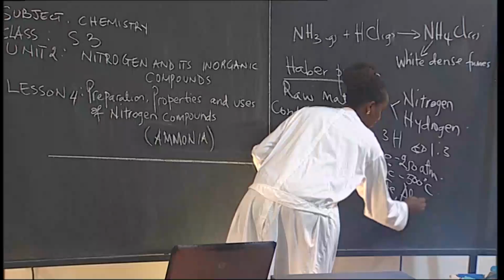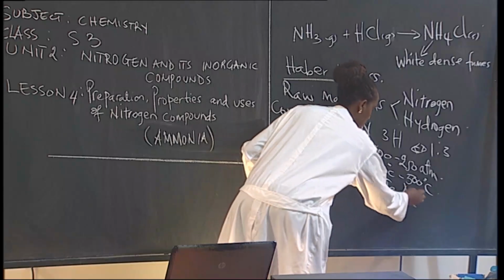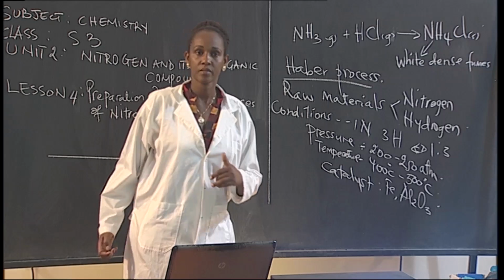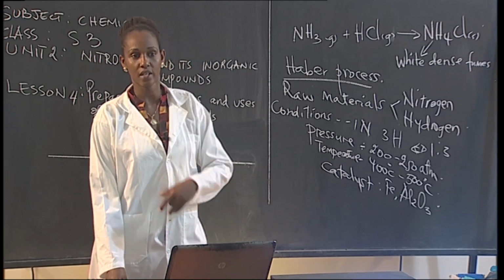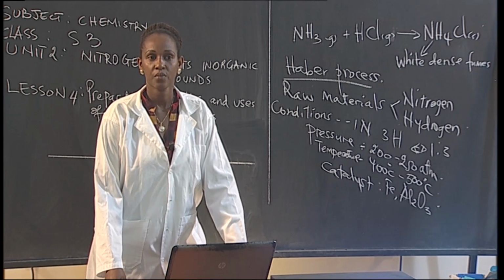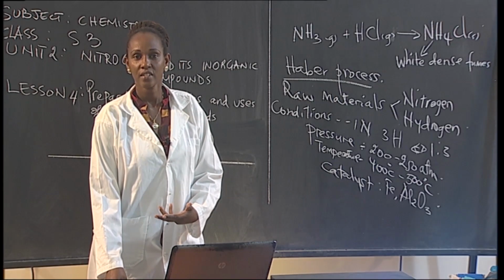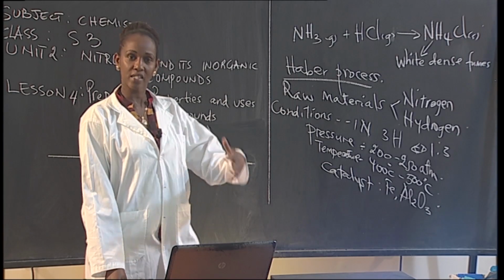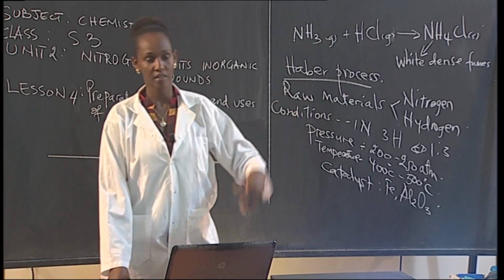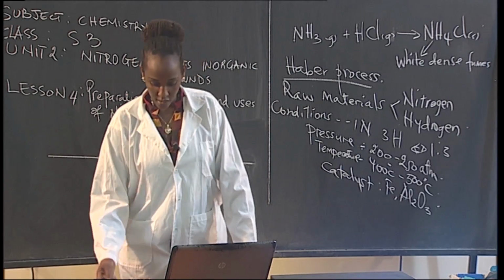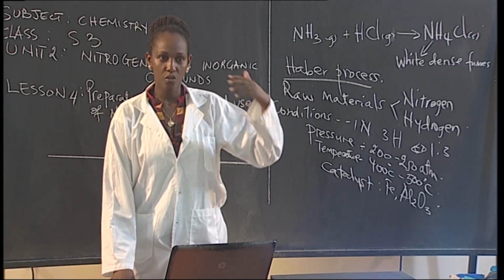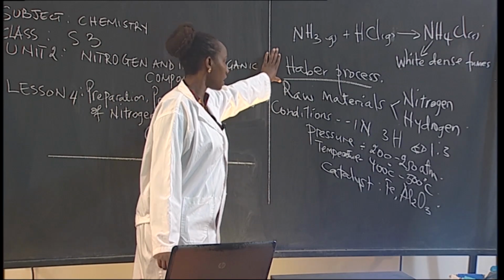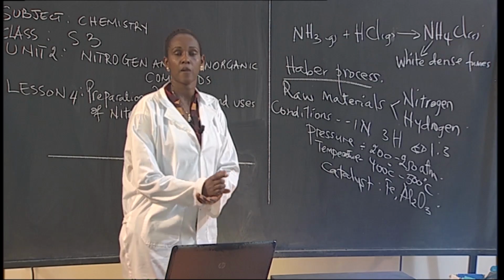Iron impregnated with aluminium oxide. What is the role of a catalyst? To speed up the reaction, but it remains unchanged at the end of the reaction. So those are the raw materials and the conditions we should have in the manufacture of ammonia in the Haber process.